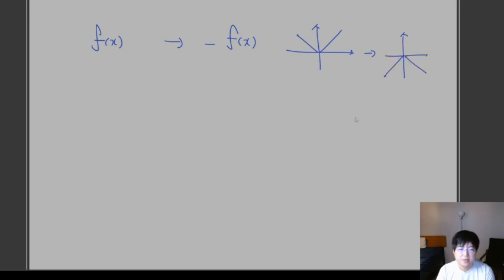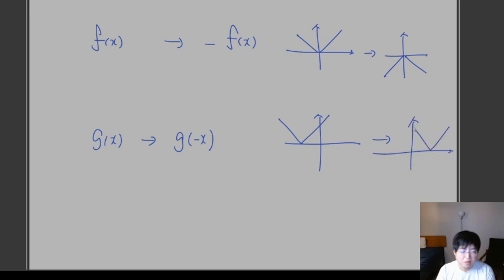So, if I summarize this, when you have function f of x, if you want to reflect this over x-axis, then that becomes negative f of x, okay? So if the function looks like originally this, after negative f of x, it's going to look like this, okay? Let's say the function g of x looks like this this time, okay? And if you want to reflect this over y-axis, then what you need to do is you switch x to negative x. Then it's going to be a reflection over y-axis.